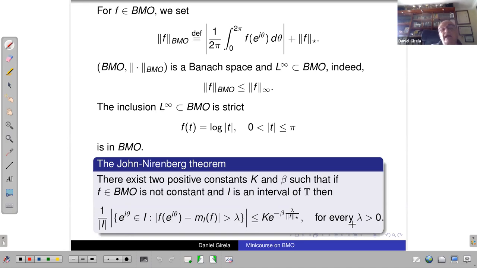As I said, I'm not going to get into the proof of the result. This is the classical, what is usually called the John-Nirenberg theorem. I guess it was the main theorem that they proved in the paper where they introduced BMO functions. But then, this result implies that a function in BMO satisfies an integrability condition.